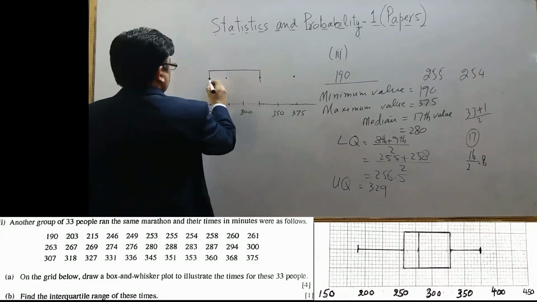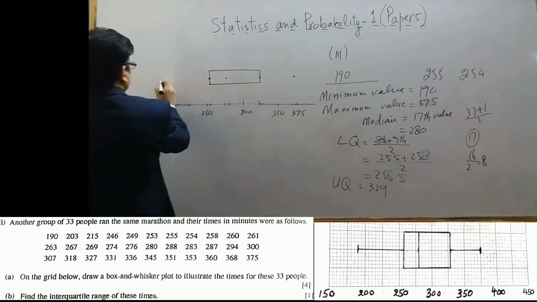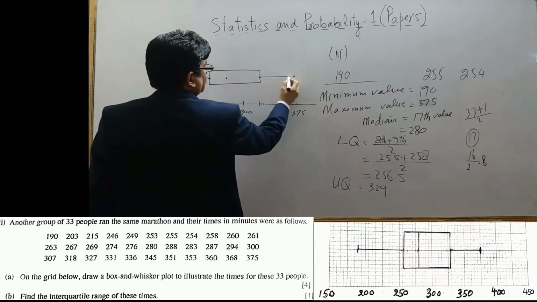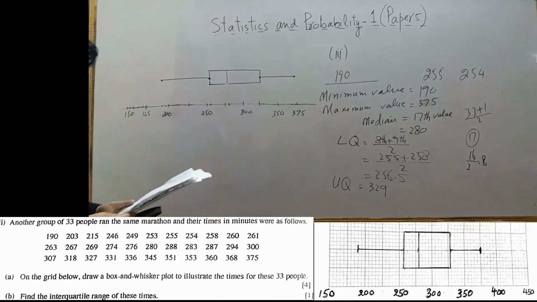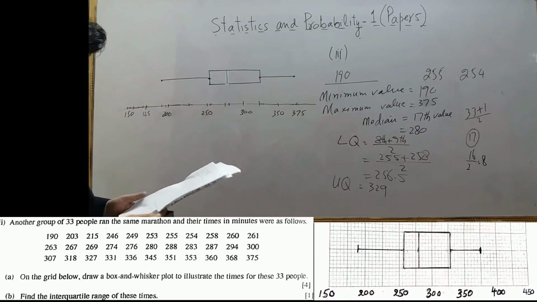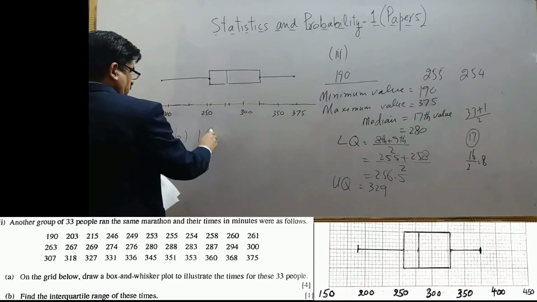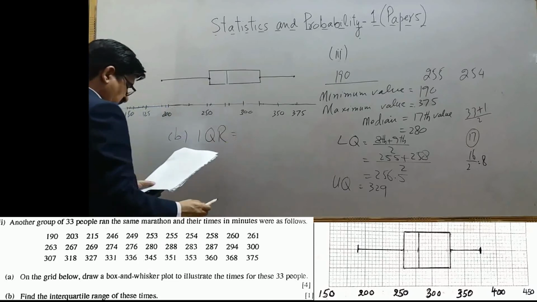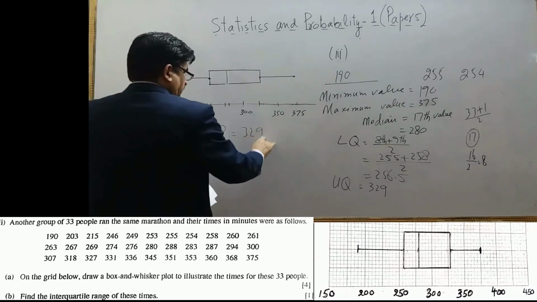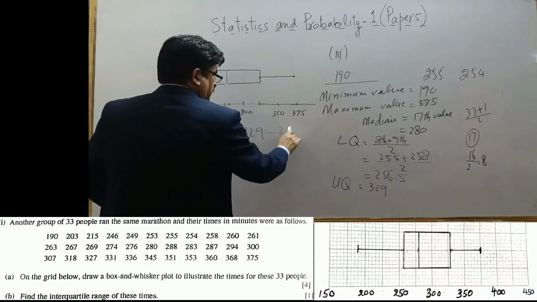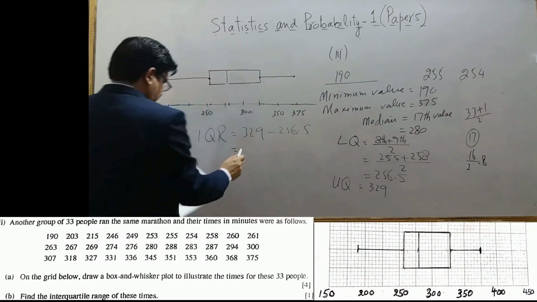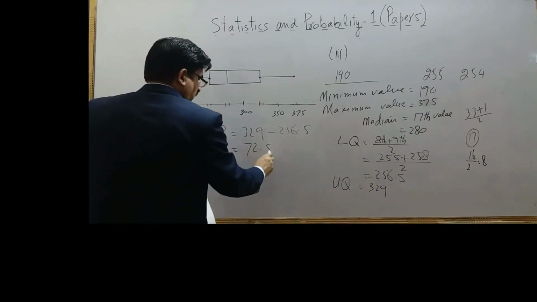I have shown it on the graph as well. You can see from there. This is your box and whisker plot. Finally, you are asked to find the interquartile range, part B of it. Interquartile range will be equal to 329, the upper quartile, minus the lower quartile, and the answer is 72.5.